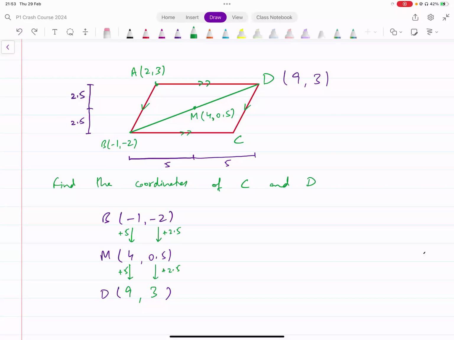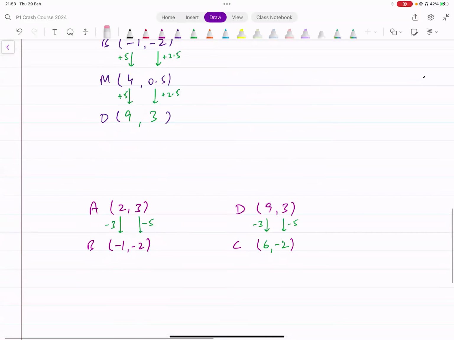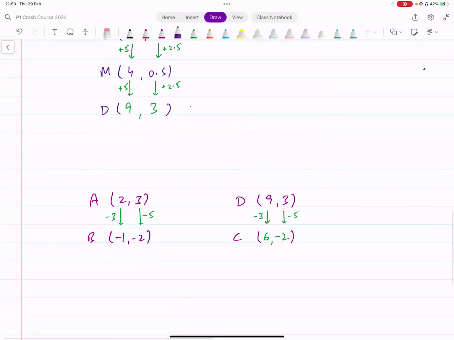Or you could do it like this. Since you have D already now, you can just use AB and DC in this case. And that gives you that point C that you were looking for. So we have D and you have C here.